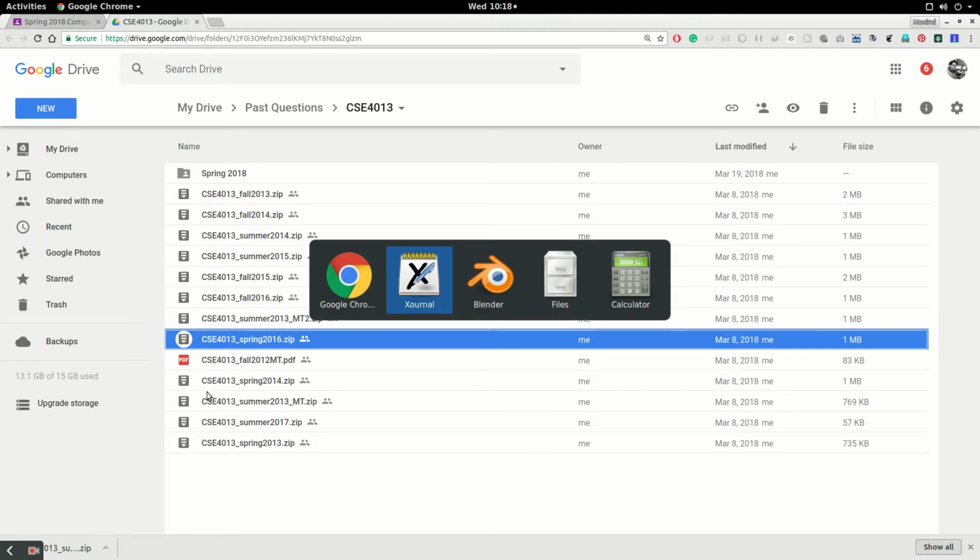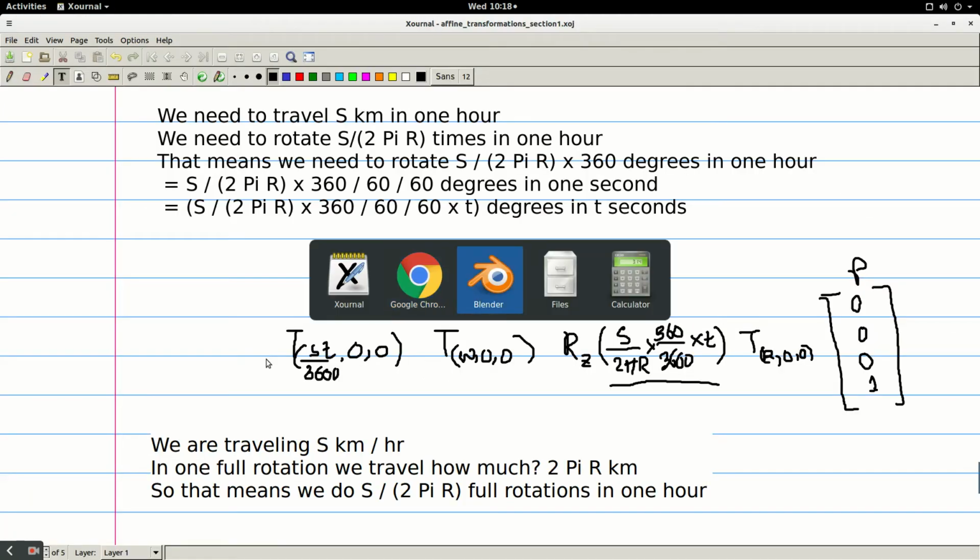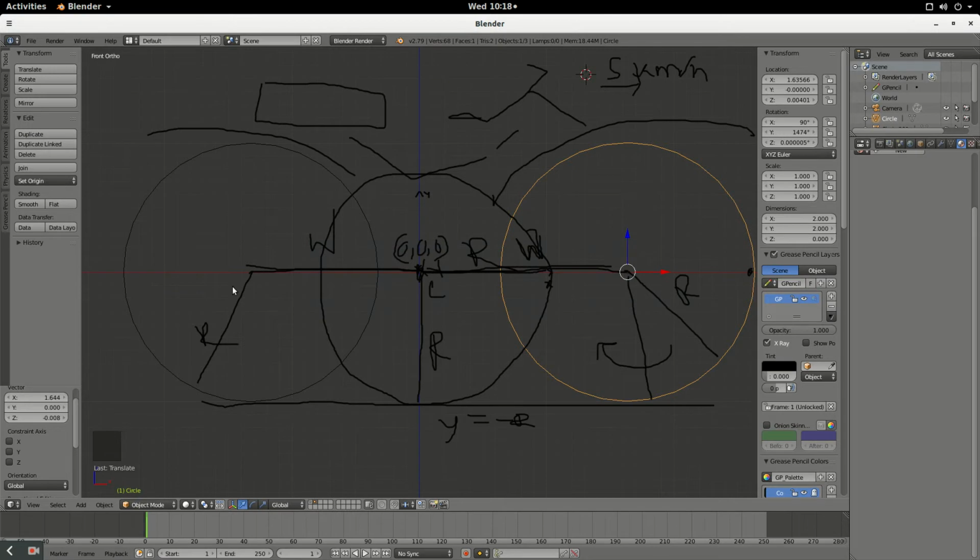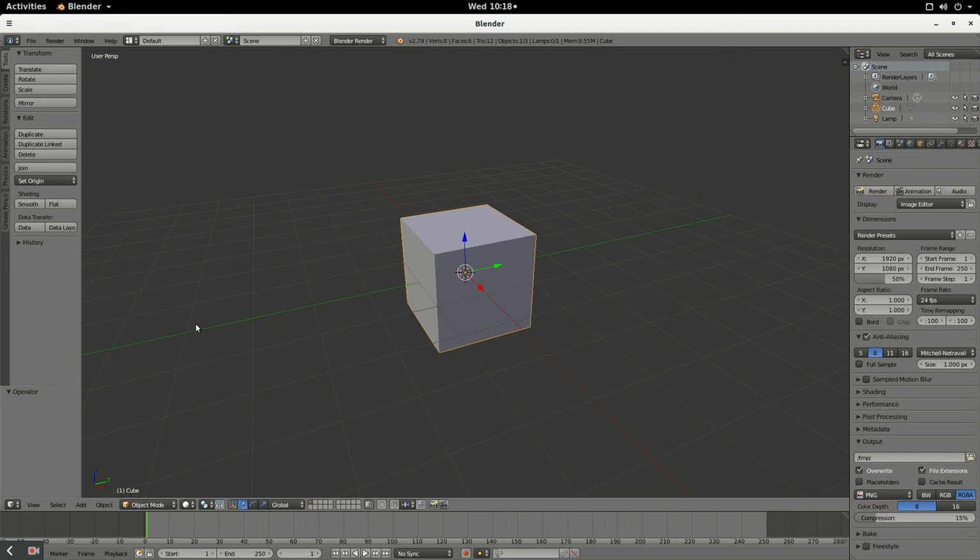All right. What else? So we had a Blender assignment, right? The car assignment, it's already submitted, and right now we are working on animation. We have a very crude figure.